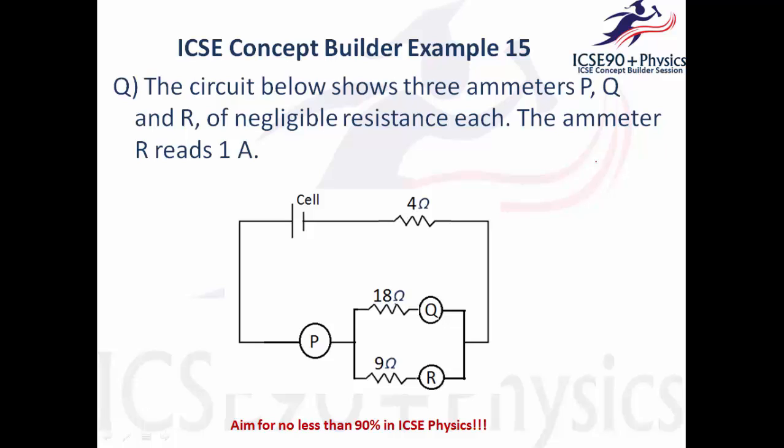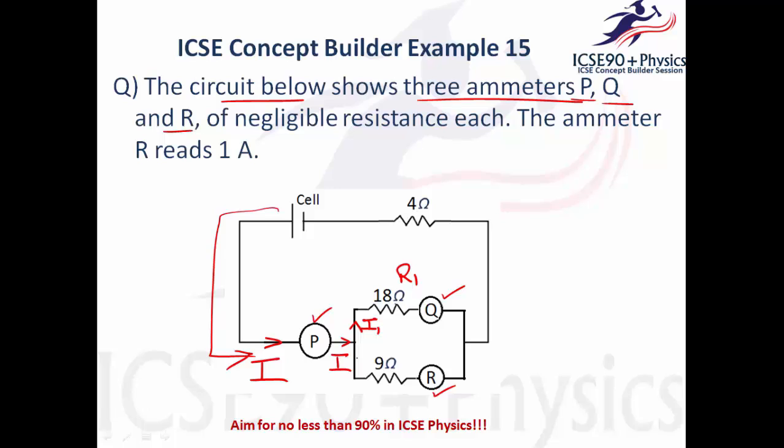Moving on ahead, we have another example that says that the circuit below shows 3 ammeters P, Q and R. Notice there is one ammeter P and two different ammeters Q and R. P will measure the total current I that does not get split anywhere on its way from the cell, whereas ammeters Q and R will measure the split current, Q measuring I1 for the resistance R1 and R measuring I2 for the resistance R2.